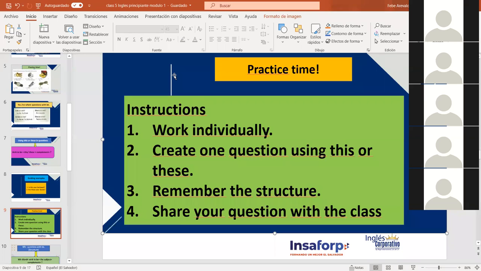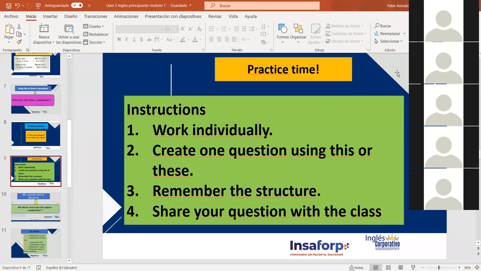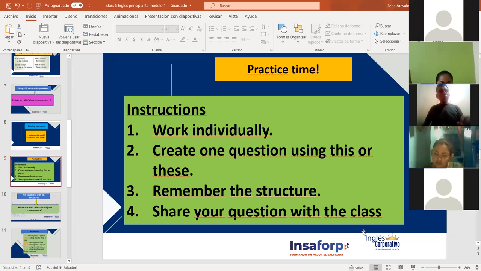Excellent. Thank you, Alejandro. That's correct. All right. Remember the structure, verb to be plus this or these. No pueden ir los dos juntos, solo pueden utilizar uno. Por eso tiene la pleca aquí, okay? This or these plus complement, plus question, okay? Let's work on this, please. I'm done. Excellent, very good.